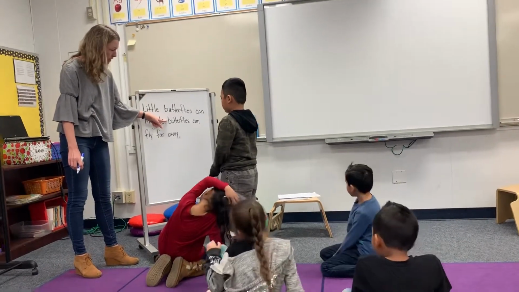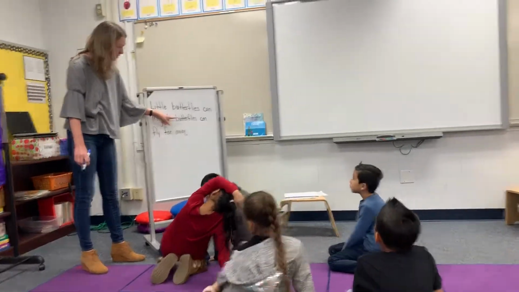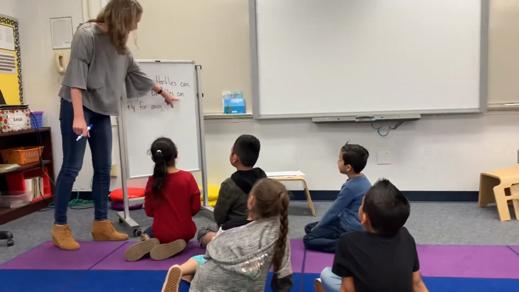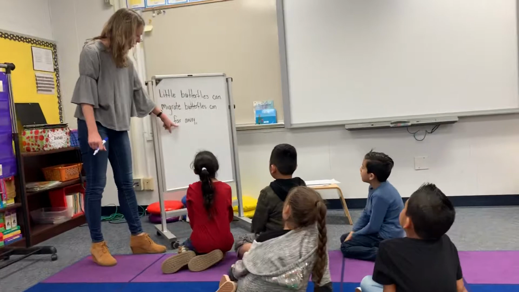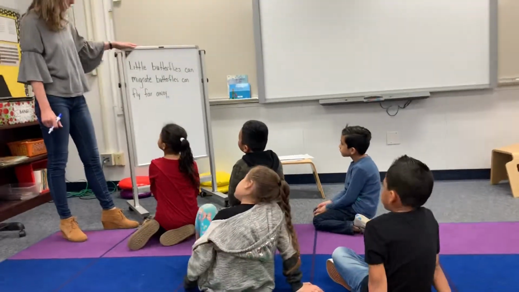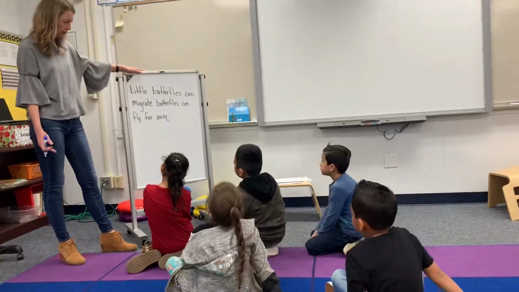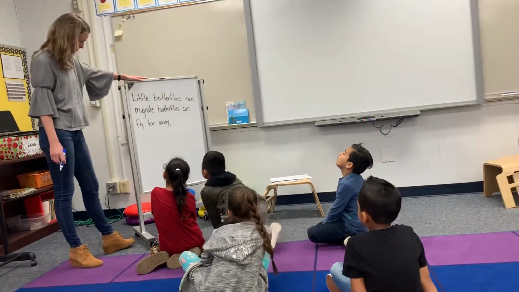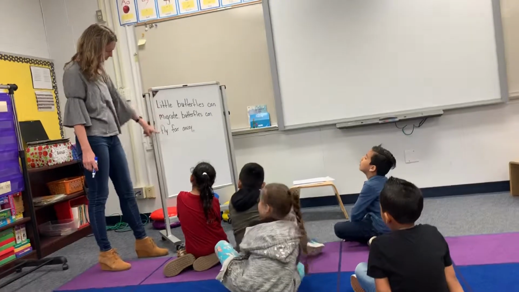Okay, so let me read it to you. Have a seat, okay? So we can all see. So the second sentence says butterfly. Read it with me. Butterflies can fly far away. What are we talking about? What are we naming? Butterflies again. What are they doing in this sentence? Butterflies can migrate far away.